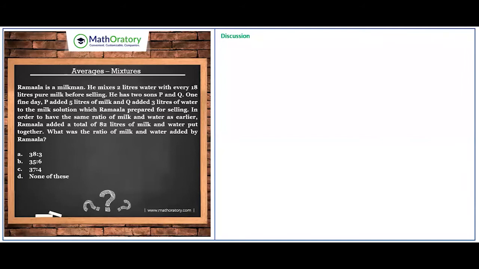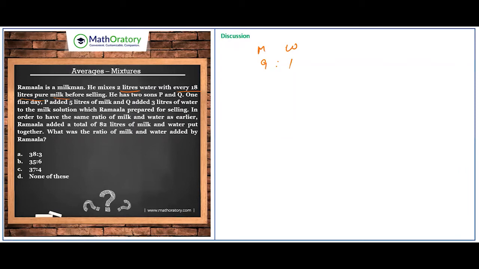So for the final question of this session, we have a lot of information here. Let's read the information one by one. Ramla, somebody, mixes 2 liters of water with every 18 liters of pure milk. Whenever you read the statement, you should understand that he's not actually mixing 2 liters of water with 18 liters of milk. He is mixing 2 liters with every 18 liters of milk. This implies that whatever amount he's selling, it has milk and water in the ratio 9 is to 1.